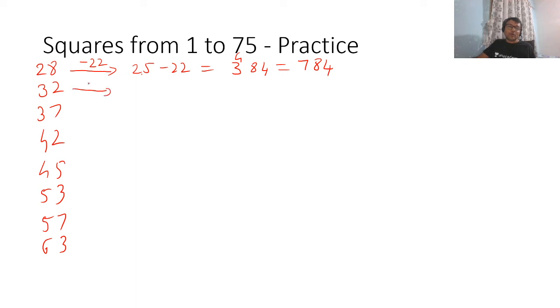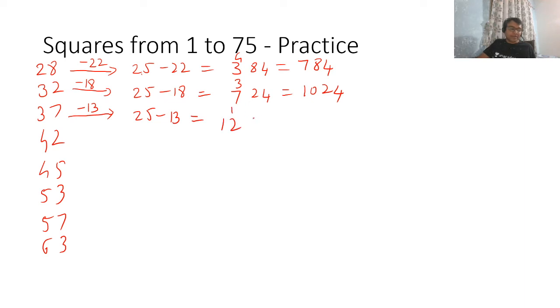32 is 18 less than 50, so you do 25 minus 18, which will give you 7, and then 18 square. 18 square is 324, so you get 1024. 37 is 13 less than 50, so 25 minus 13, 12, and 13 square will give you 169, so we'll give you 1469, sorry, 1369. 12 plus 1, 13.